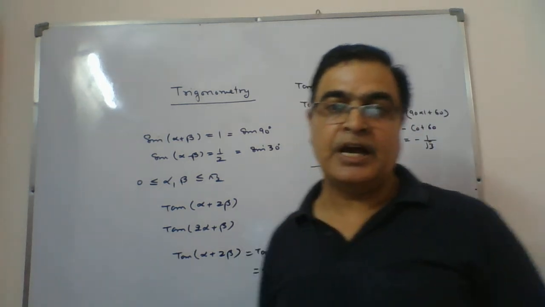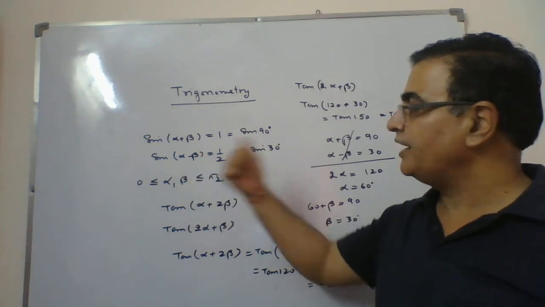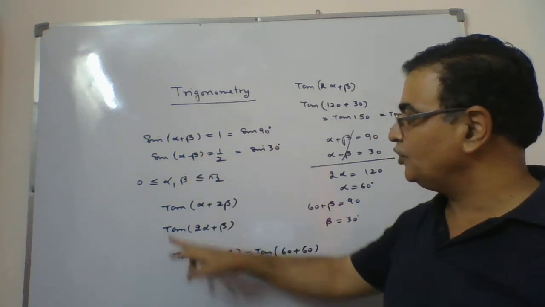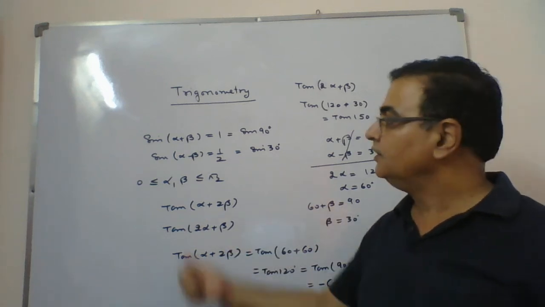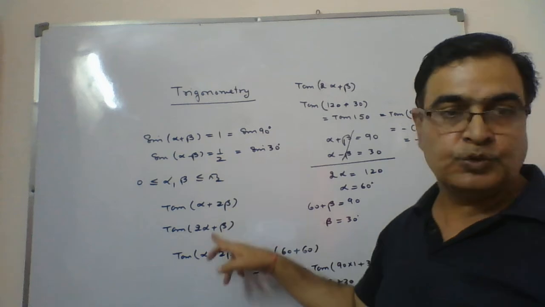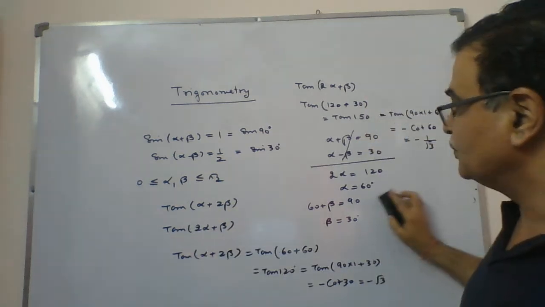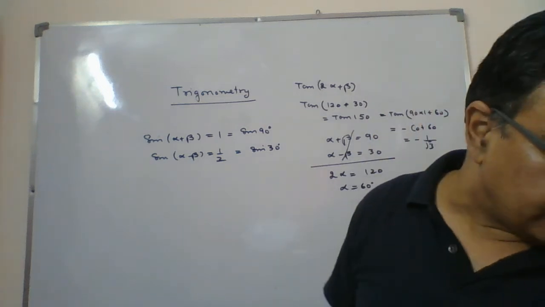So this way you can do this question. Sin(alpha plus beta) given to you, sin(alpha minus beta) given to you, and you want tan(alpha plus 2 beta) and tan(2 alpha plus beta). So the easier way to do this question is sin(alpha plus beta) is 1, we do it this way. Another thing you can do. One more question like this, but that will go by another way.